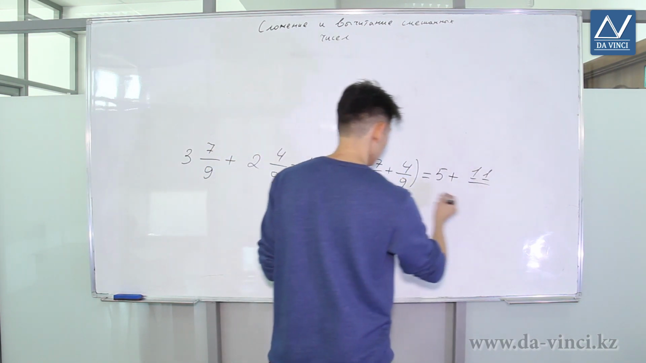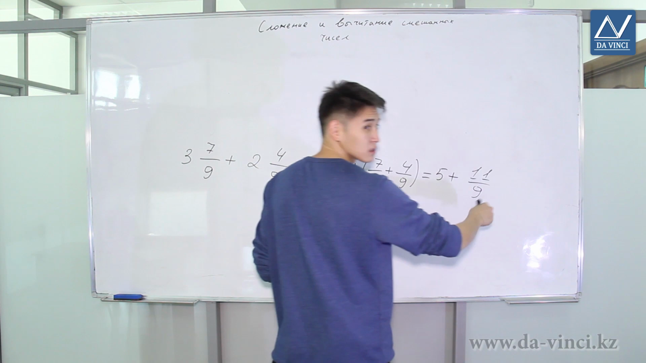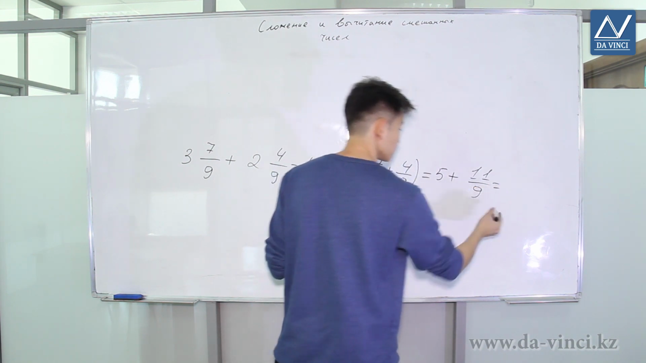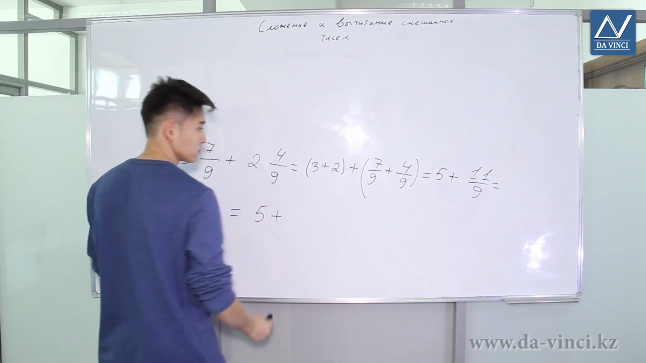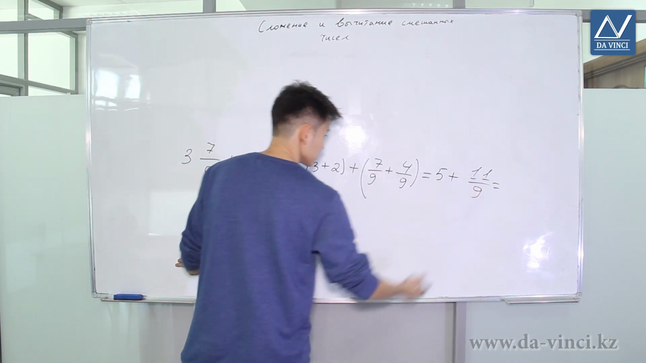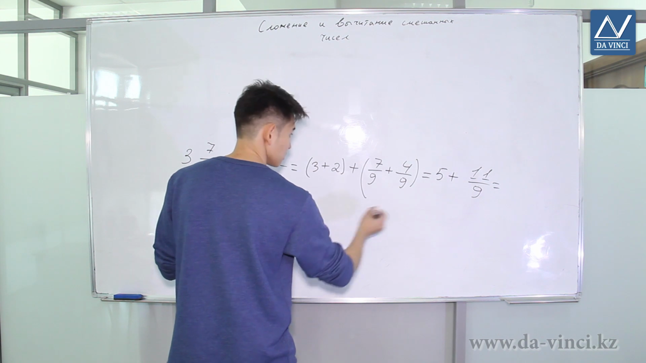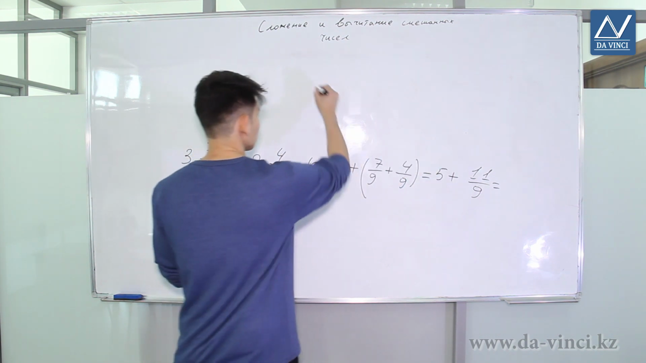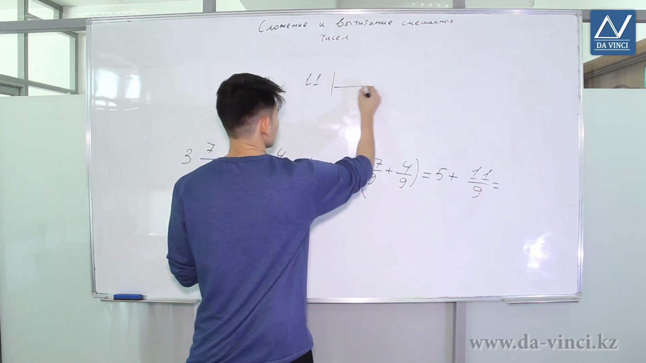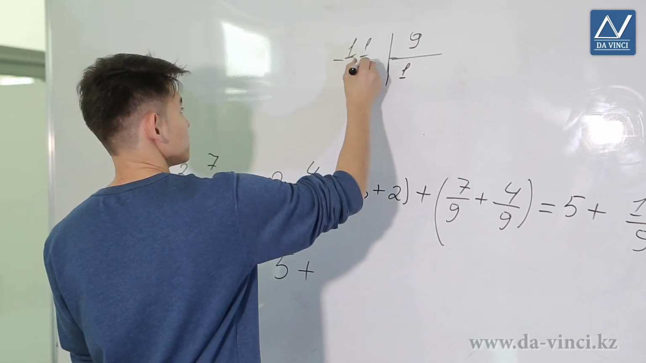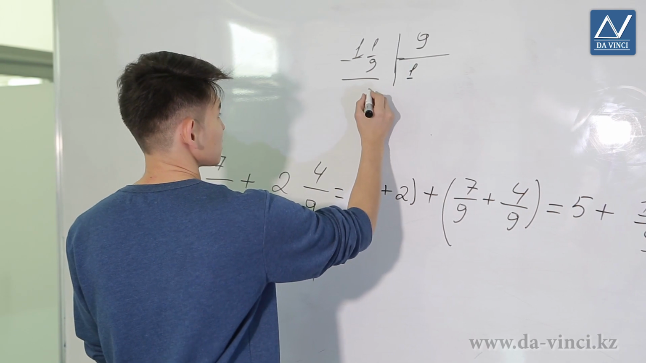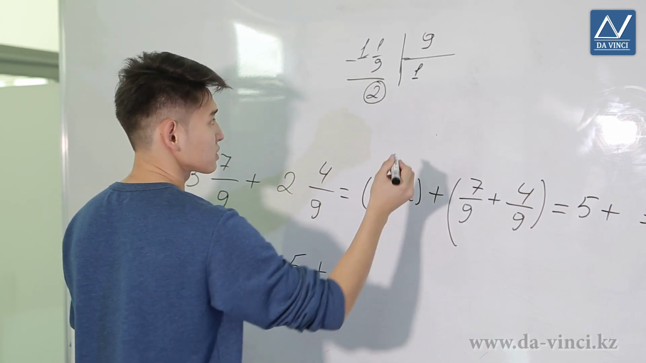That is 11/9. So this is the improper fraction. How to get rid of it? 5 remains unchanged, plus 11. We need to do what we have done in the last lesson. 11 divided by 9. We write 1 here. 11 minus 9, then the remainder is 2. That is, the remainder is 2.